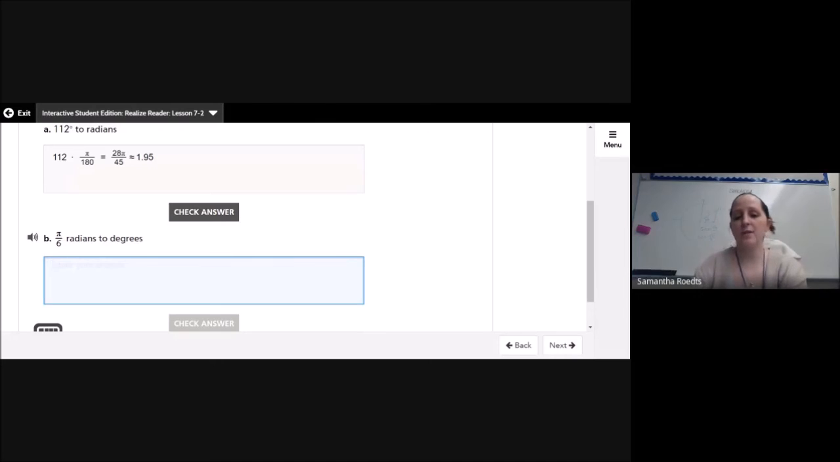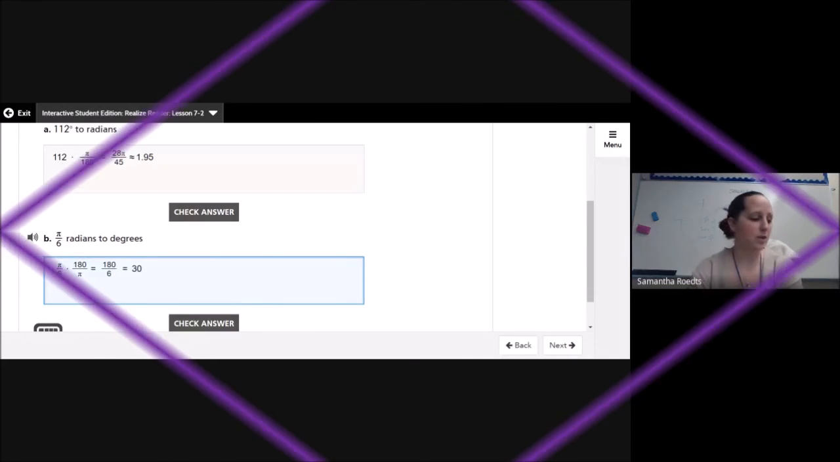Next, I want to do pi over 6 radians to degrees. From degrees to radians, it's pi over 180. From radians to degrees, flip that. It's 180 over pi. The pi's cancel each other out, so I have 180 over 6. 180 divided by 6 gives me 30 degrees.